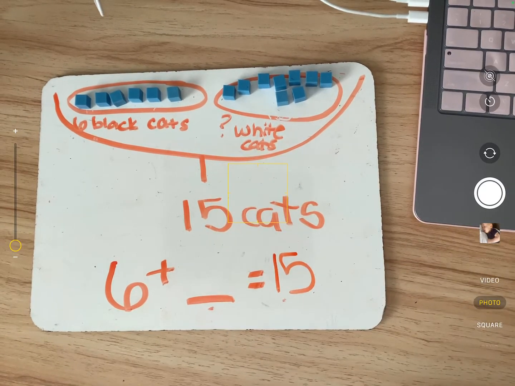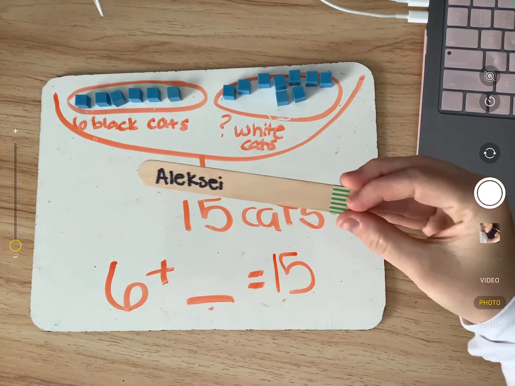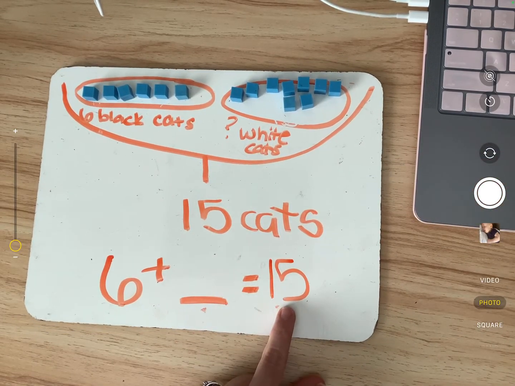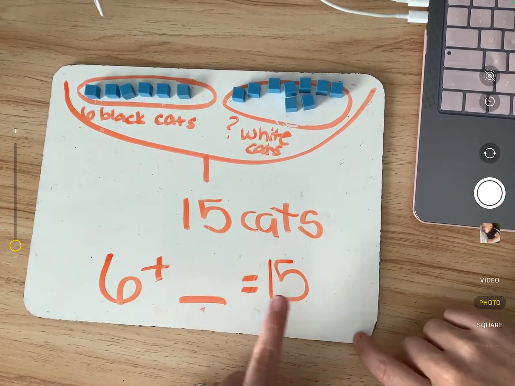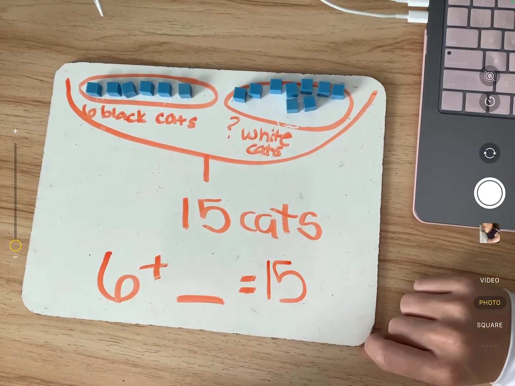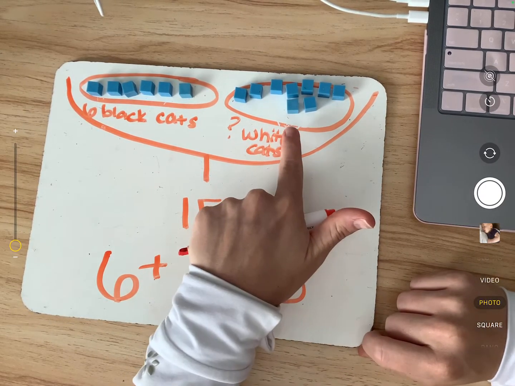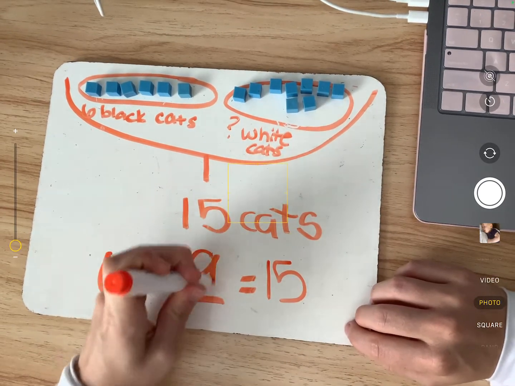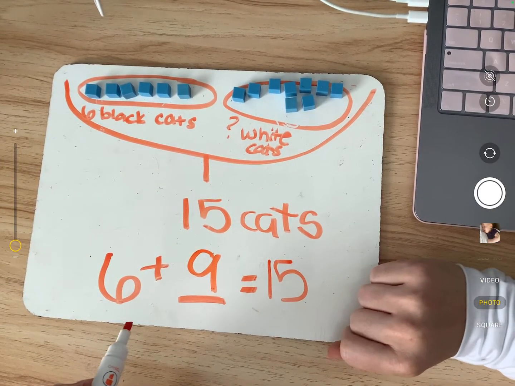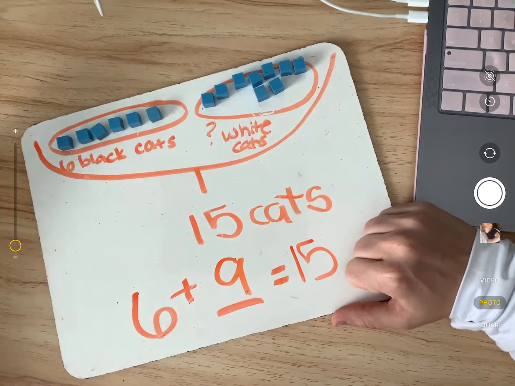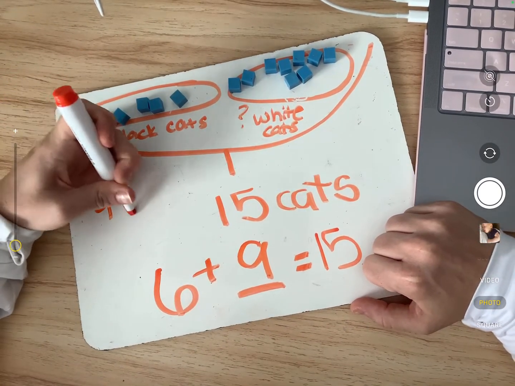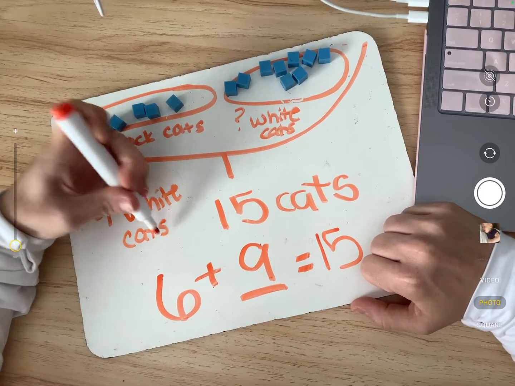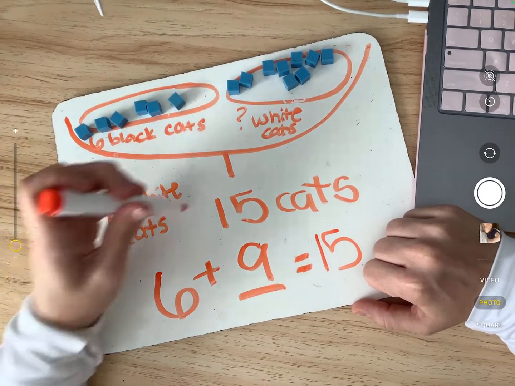I'm going to pull a stick. Oh, Alex, I pulled your stick. 6 plus what equals 15, Alex? The answer is up here. 9. There are 9 white cats. That's the number we were missing. White cats, right? So my answer, if I were going to write it in a sentence, I would say 9 white cats. Or I could say there are 9 white cats. That's my answer.